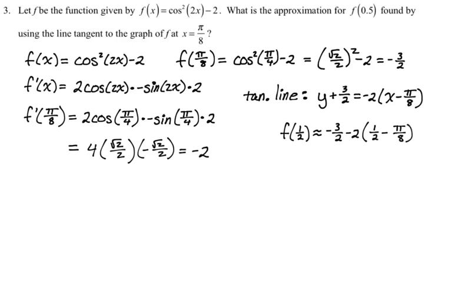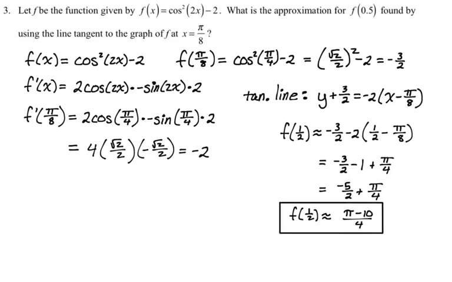I don't know, this doesn't clean up all that well. So negative 3/2 minus 1 plus pi over 4. That's negative 5/2 plus pi over 4. And then finally, it's a multiple choice question on the exam, so who knows what the answer choices look like. So I'm going to go with pi minus 10, all over 4.